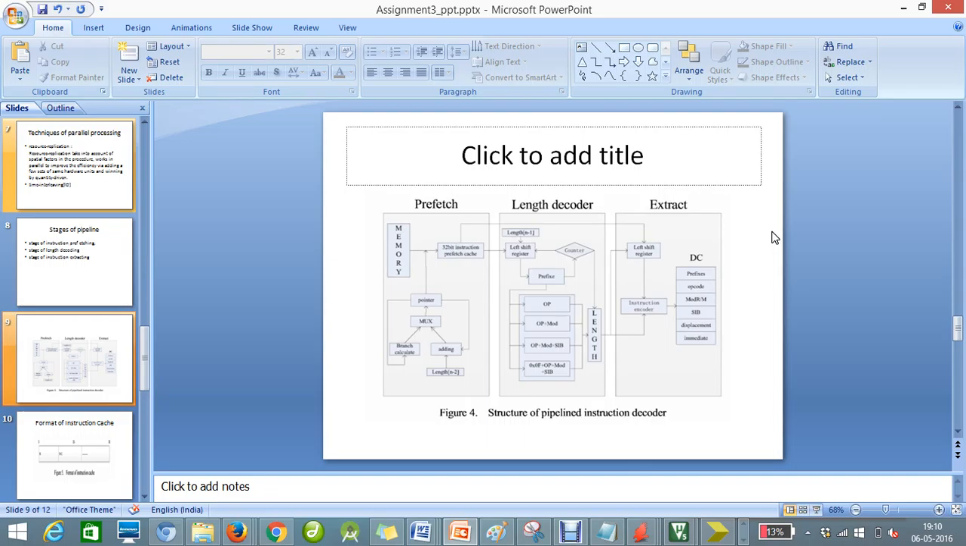Then the third part is called instruction extracting. The instruction extracting unit is responsible for extracting the instruction whose length is confirmed. After obtaining the length of the instruction, we can extract the prefixes, opcode, SIB, displacement and immediate fields as a RISC instruction decoding, and write back to the memory unit. So this is about the extract stage.